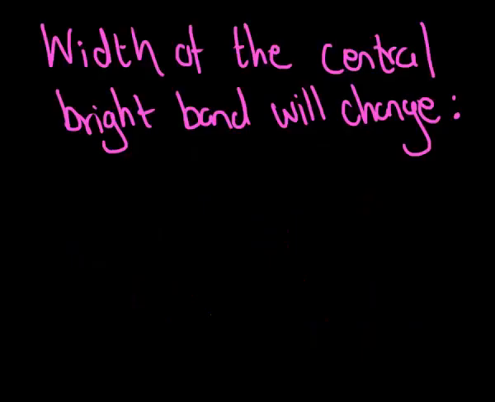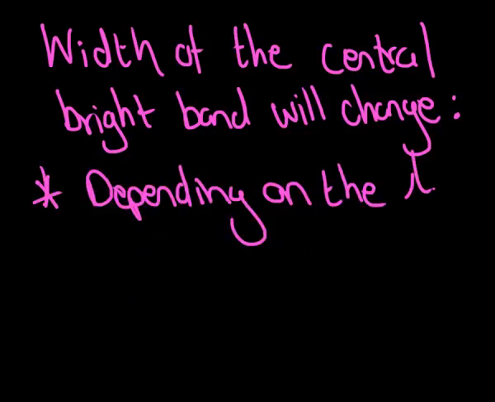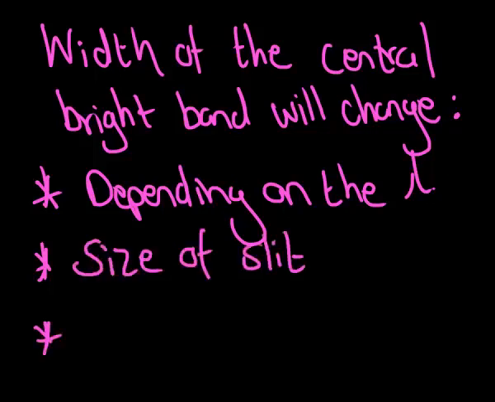So basically the width of that central bright band will change if I've got a greater wavelength, which basically means the color of light. That central bright band will also change depending on the slit width size, and also the distance between the slit and the screen.